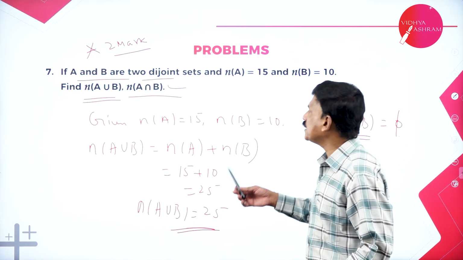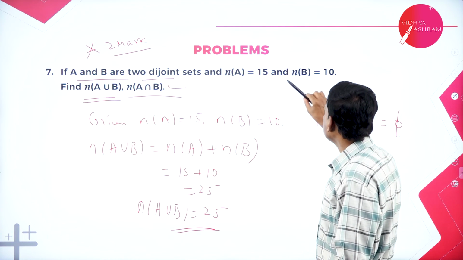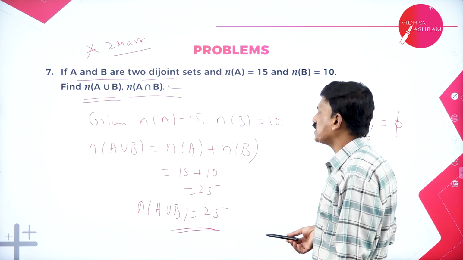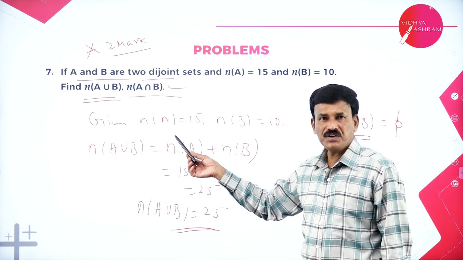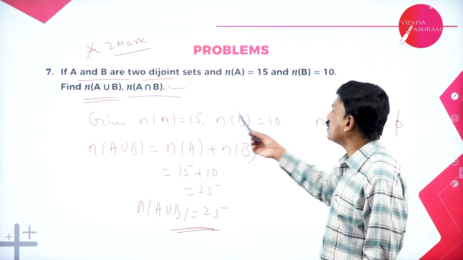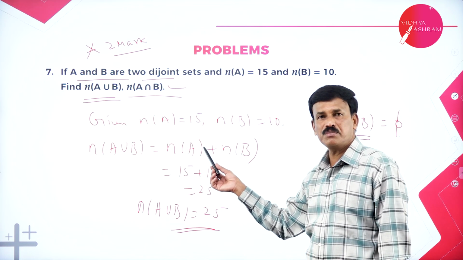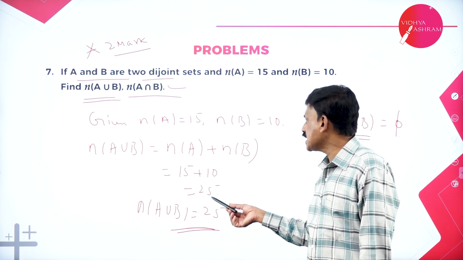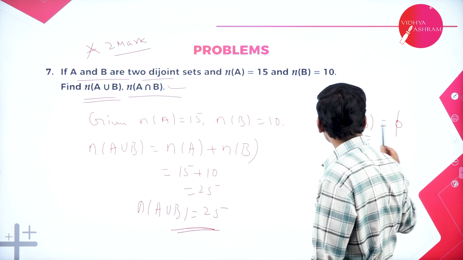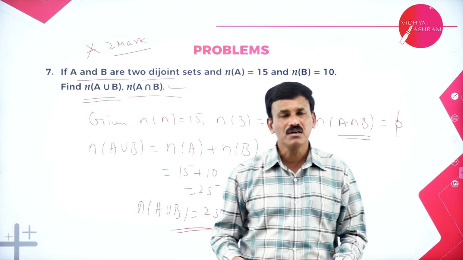So, what is given here? A and B are two disjoint sets and n of A is 15 and n of B is equal to 10. Find n of A union B and n of A intersection B. Given n of A is 15, n of B is equal to 10 and n of A intersection B is a null set because it's a disjoint set. So, therefore, n of A union B is equal to n of A plus n of B, that is 15 plus 10 is equal to 25. Therefore, n of A union B is 25, whereas n of A intersection B is equal to a null set. That's it. Okay, very simple.